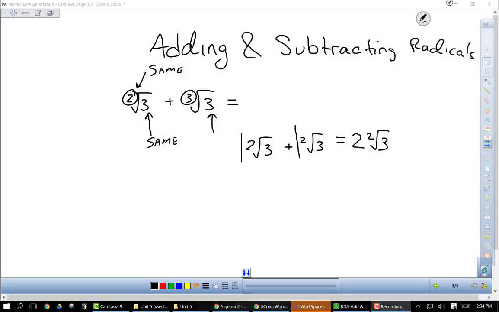Square roots or cube roots or any kind of root acts as though it's a variable. So if I picture this as an x, I have one of them, plus this is an x as well, and I have one of them, I get 2x. Well, we know x was the square root of 3, so that's why I get that. I have to make sure the indexes are the same and the numbers inside are the same, because if they're not the same, then I cannot combine them.